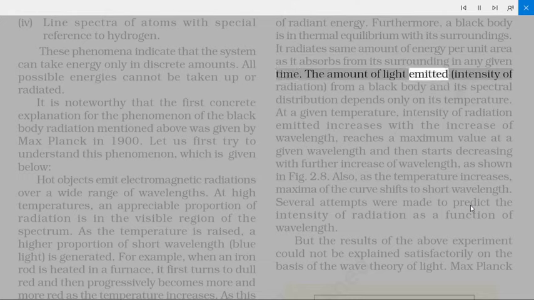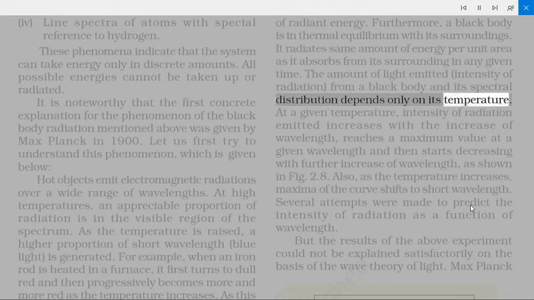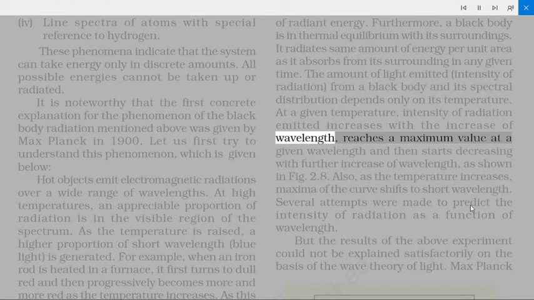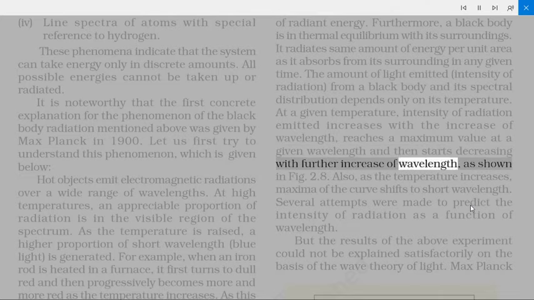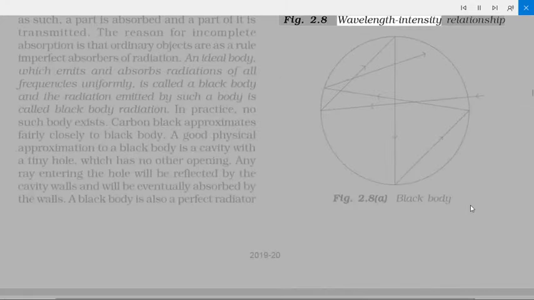The amount of light emitted, intensity of radiation, from a black body and its spectral distribution depends only on its temperature. At a given temperature, intensity of radiation emitted increases with the increase of wavelength, reaches a maximum value at a given wavelength and then starts decreasing with further increase of wavelength, as shown in Fig. 2.8. Also, as the temperature increases, maxima of the curve shifts to short wavelength. Several attempts were made to predict the intensity of radiation as a function of wavelength. But the results of the above experiment could not be explained satisfactorily on the basis of the wave theory of light. Max Planck. Fig. 2.8, black body wavelength intensity relationship.